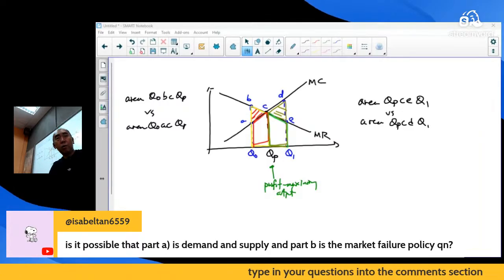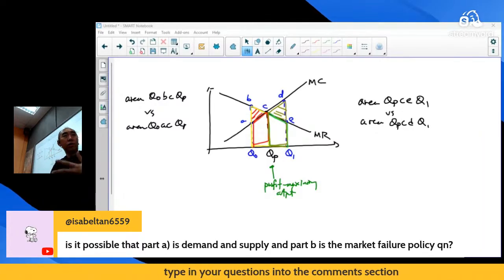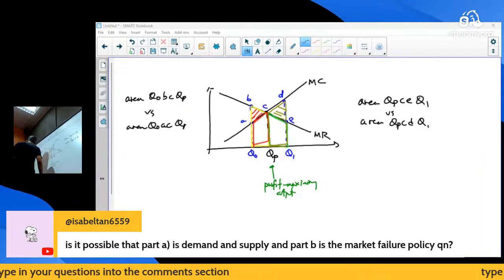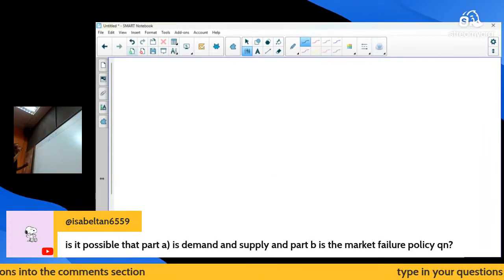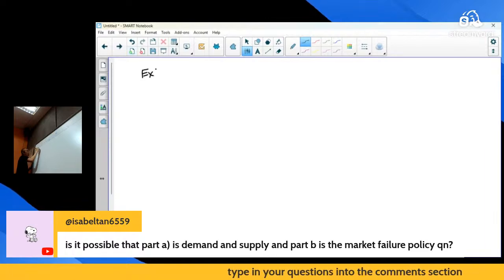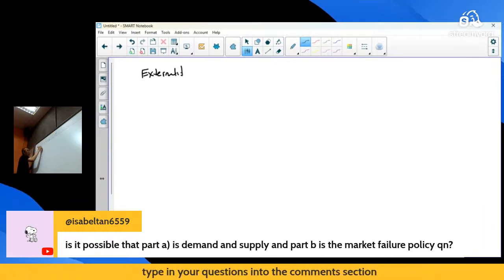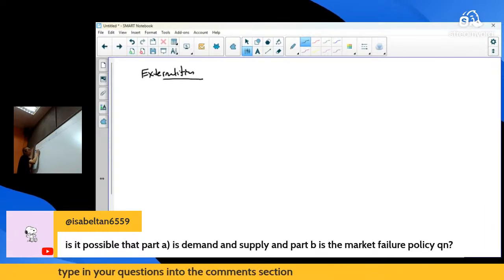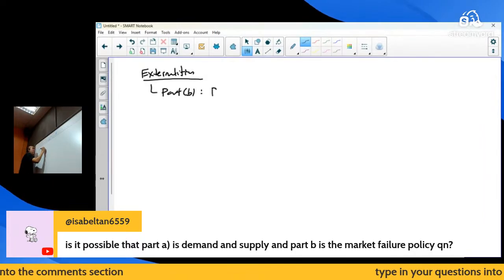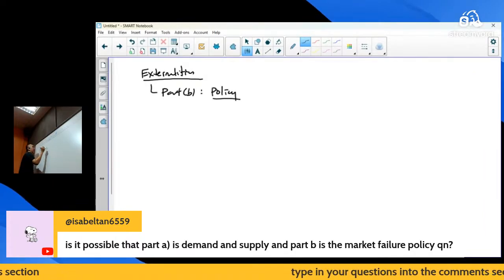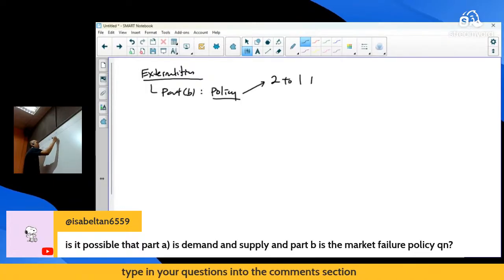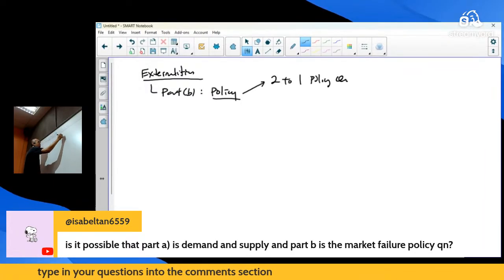Okay, I tell you what, while waiting for your question, let me take this chance to recap with you a policy question. Since you told me that your school is going to test the market failure for externalities, if it's a part B and the question tests on policy, then this should be what we call a 2-to-1 policy question.